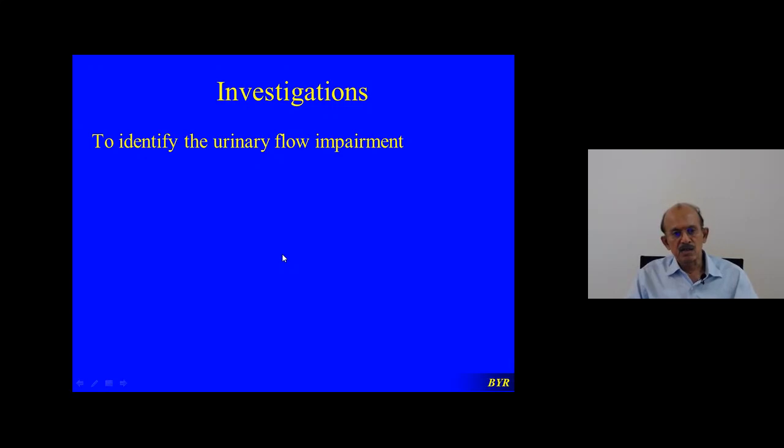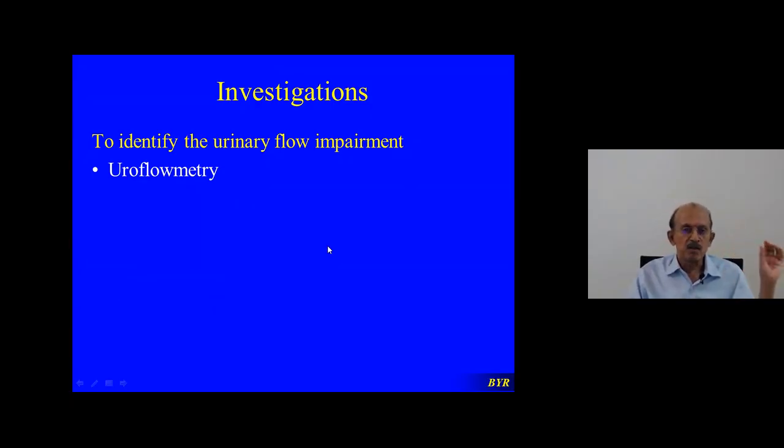Then the investigation to identify urinary flow impairment is called uroflowmetry. The patient says that he is having difficulty in micturition and the stream has become narrow. How much narrow has it become? When you ask the patient, it is very severe narrowing. But you have to evaluate. So there is a method called uroflowmetry. What you do is the speed of urination is evaluated.